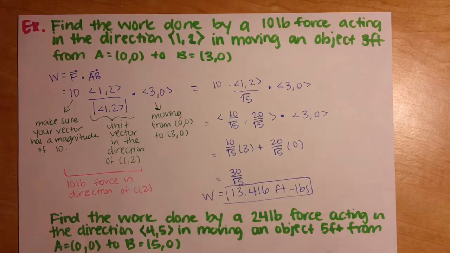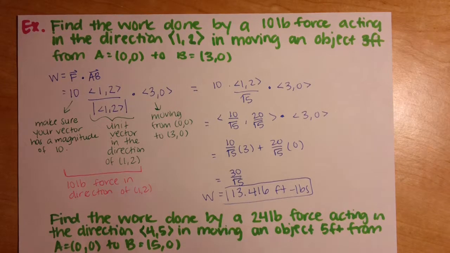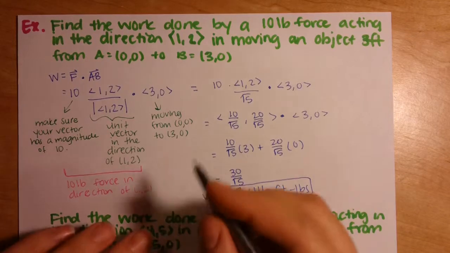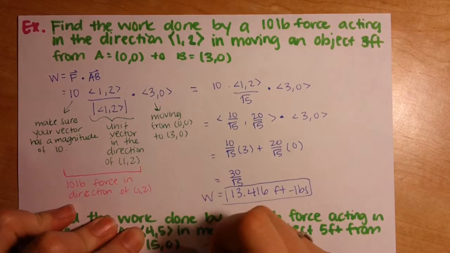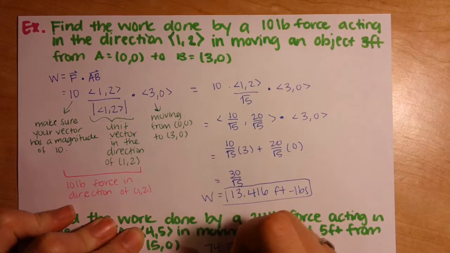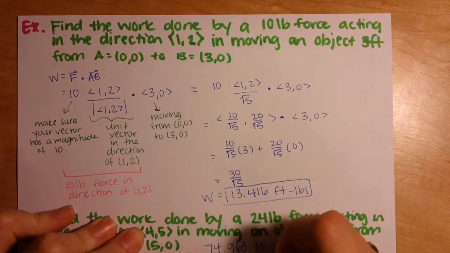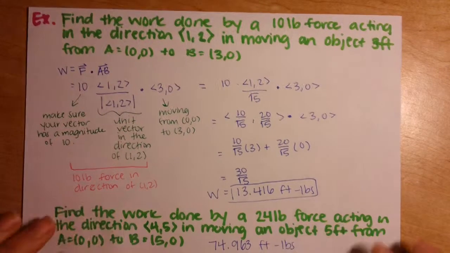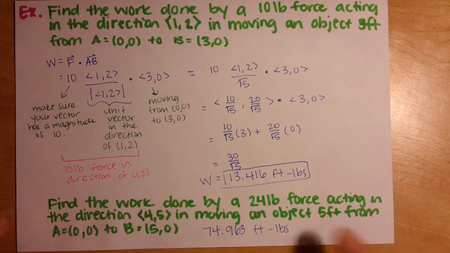So I want you to take a few minutes and we can try to find the work done by a 24-pound force acting in the direction of 4, 5 and moving an object 5 feet from 0, 0 to 5, 0. It's going to be done very similar to this problem up here. And you should be able to get 74.963 foot-pounds. Okay, so make sure you take a minute and see that you can do that second problem.